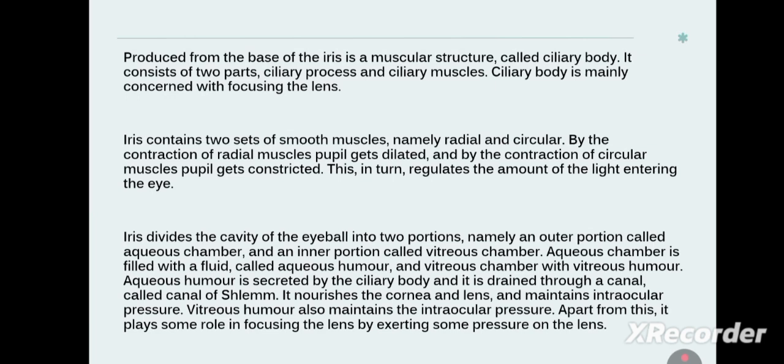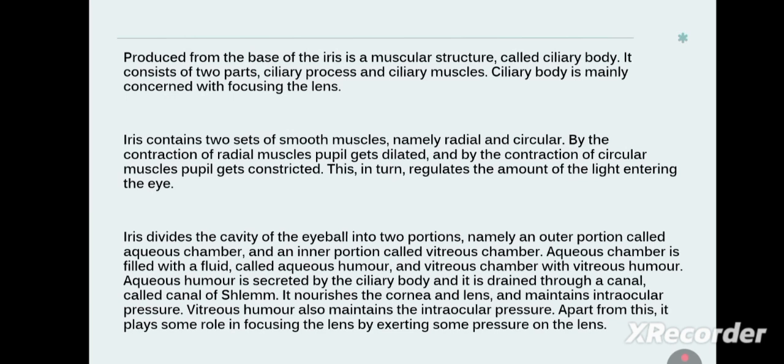Next, iris divides the cavity of the eyeball into two portions, namely an outer portion called aqueous chamber and inner portion called vitreous chamber. The aqueous chamber is filled with fluid, which is called aqueous humor, and vitreous chamber with vitreous humor. Aqueous humor is secreted by the ciliary body and it is drained through a canal which is called canal of Schlemm. It nourishes the cornea and lens and maintains the intraocular pressure.